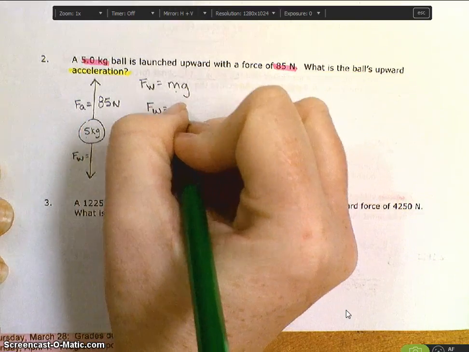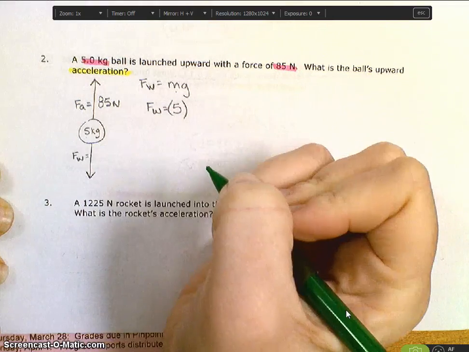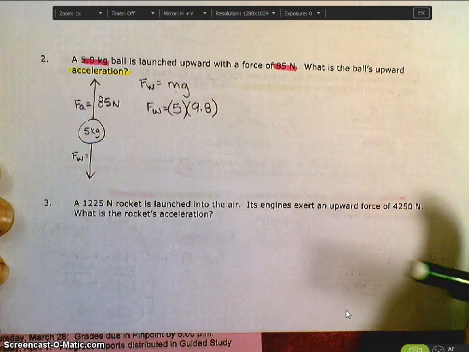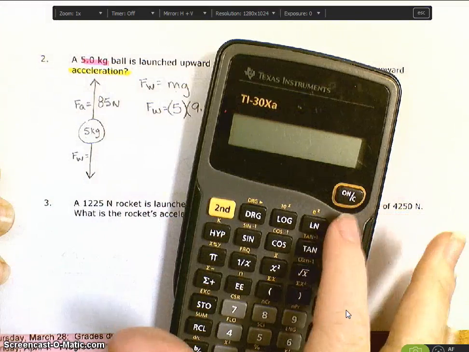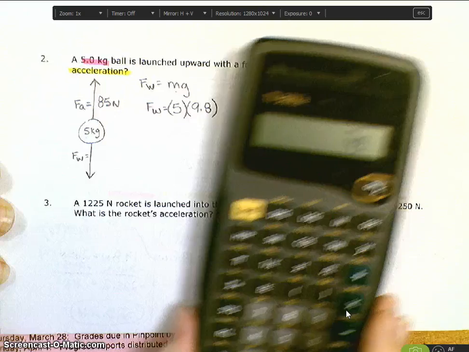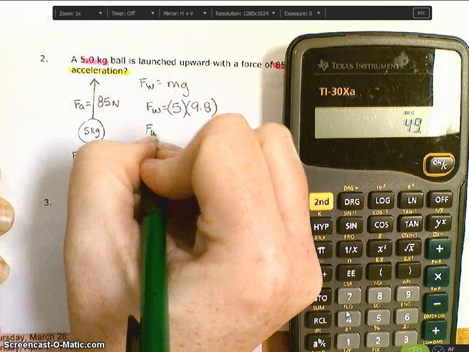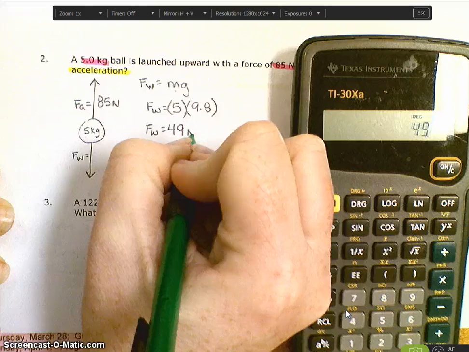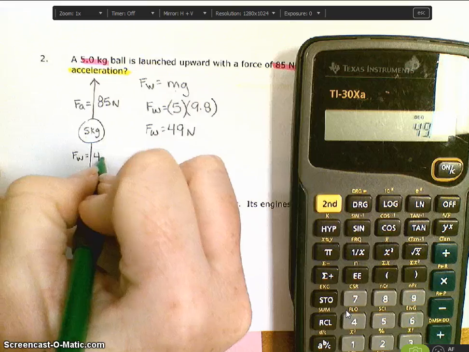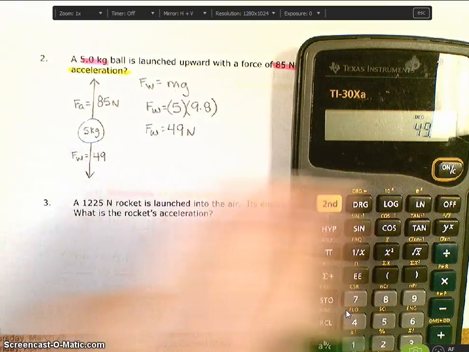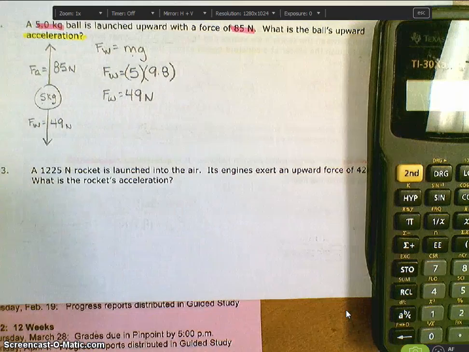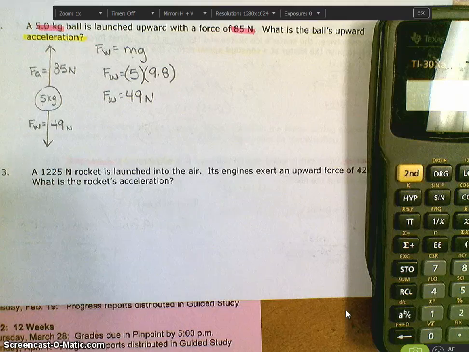So I find my weight force by multiplying the mass they gave times 9.8. When I do this, I'm going to get an answer of 49 newtons for my weight. This is vital information because this is my down arrow. Remember also that we said just a moment ago that anytime I have acceleration, I'm really doing an F-net problem.